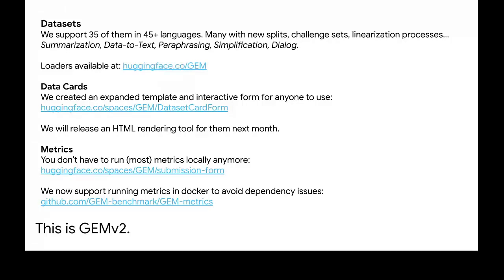On the first part, we have our datasets. We support 35 different datasets at the moment, all within the realms of summarization, data to text generation, paraphrasing, simplification, and dialogue response generation. And these 35 datasets are available among them in 45 plus languages. For many of these, we've already identified issues in the data, and we've created new splits, we've created challenge sets, we created even linearization processes, which are mostly relevant for data to text tasks.